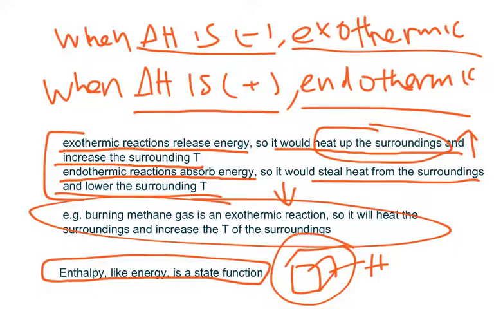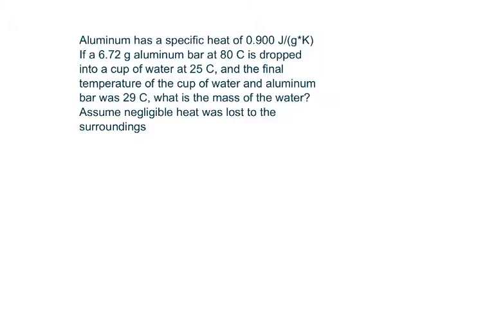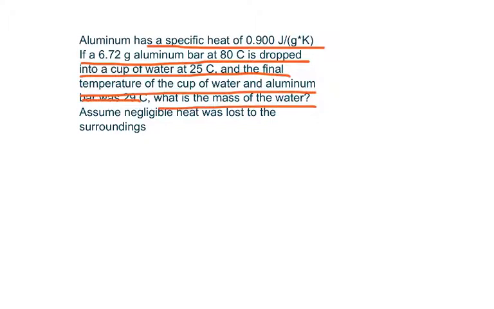Now let's do a few questions regarding calorimetry, since we didn't really get to practice that. So aluminum has a specific heat of 0.900 joules per gram times Kelvin. If a 6.72 gram aluminum bar at 80 degrees Celsius is dropped into a cup of water at 25 degrees Celsius, and the final temperature of the cup of water and aluminum bar was 29 degrees Celsius, what is the mass of the water?